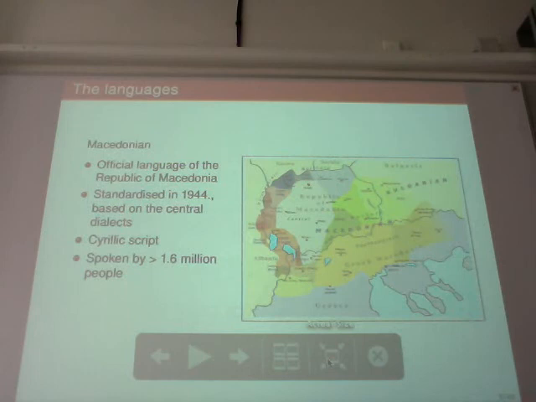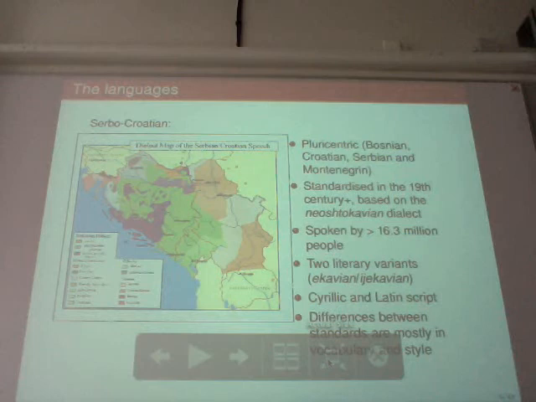Serbo-Croatian is basically a term covering four standard languages. The standardization started in the 19th century, based on the Neo-Shtokavian dialect, which was the most widely spread in the area. It was an attempt to unify the peoples linguistically and literarily, but the unification never really went through. So now we have four standard languages based on the same dialect, and altogether it's spoken by over 16.3 million people.